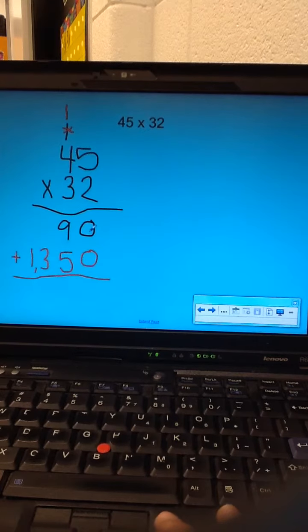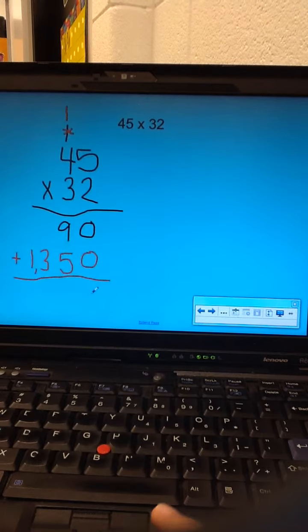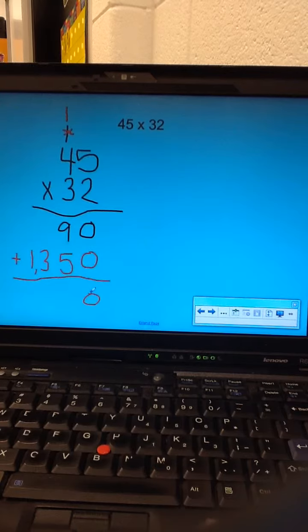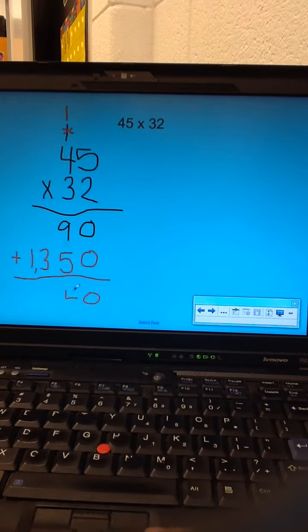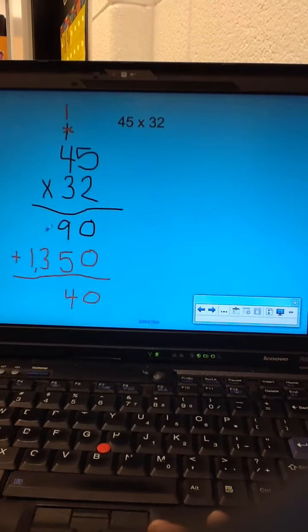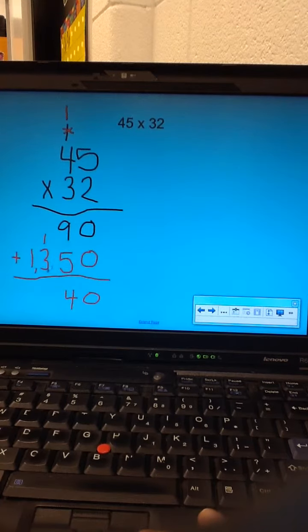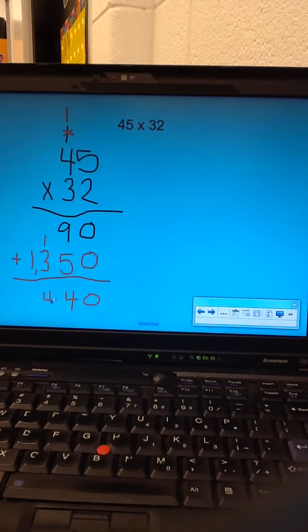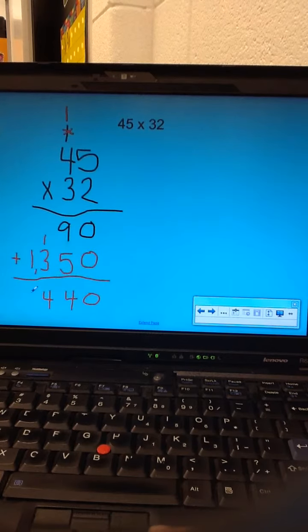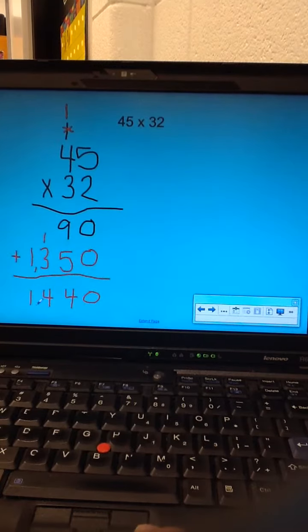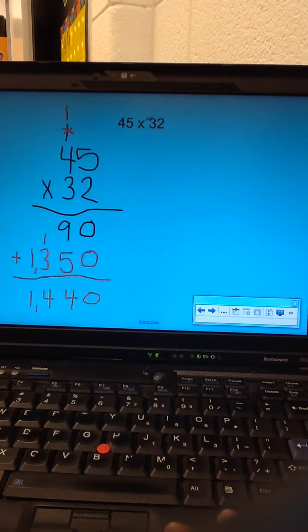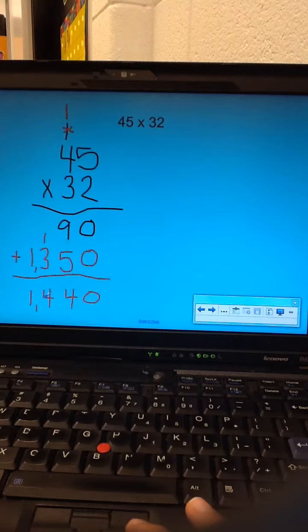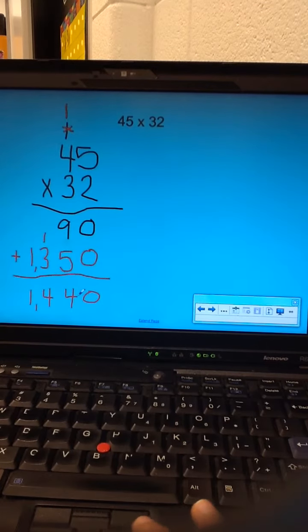So I add them. 0 plus 0 is 0. 9 plus 5 is 14. Carry the 1. 3 plus 1 is 4. And 1 plus nothing is 1. So the answer to my problem, 45 times 32, is 1,440.